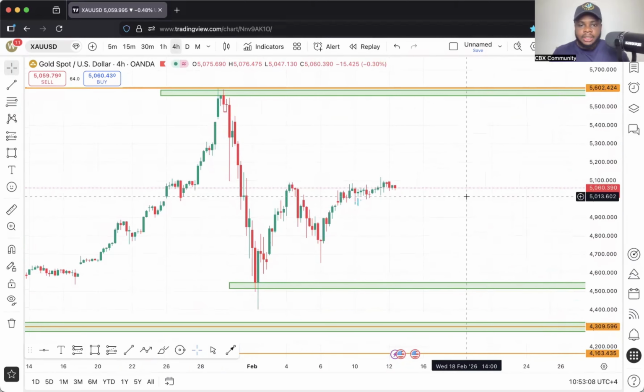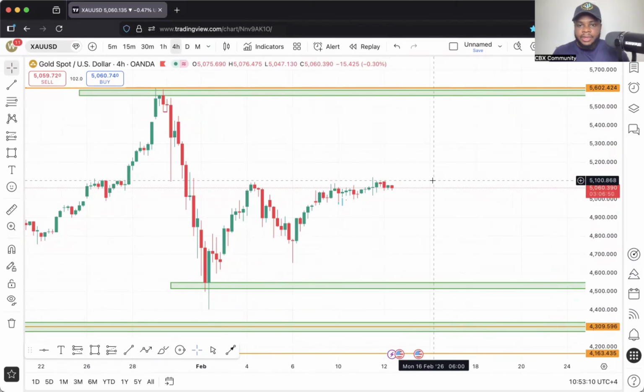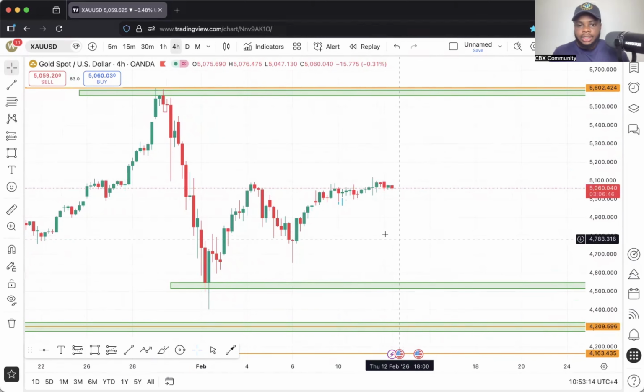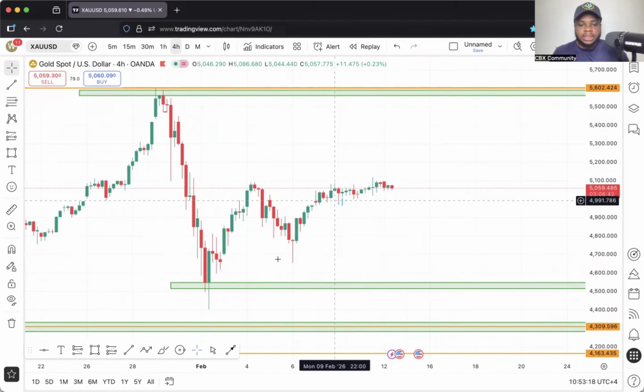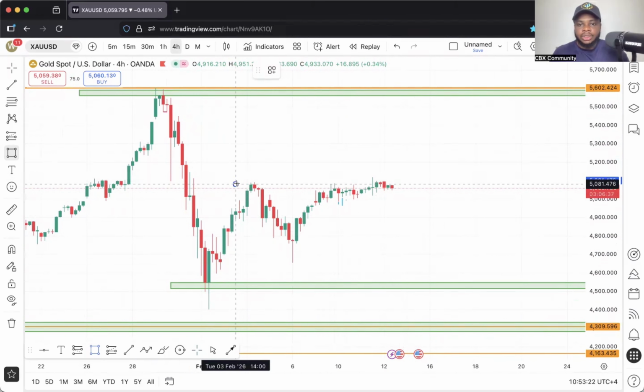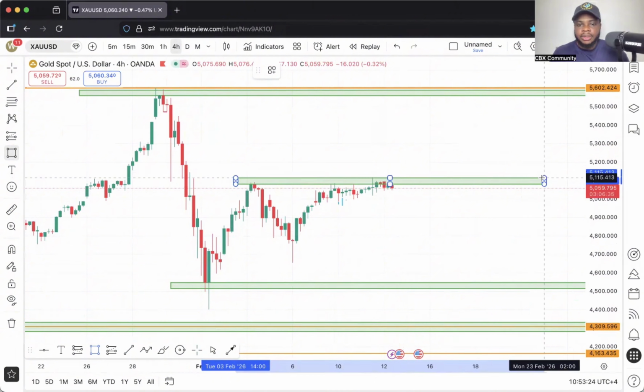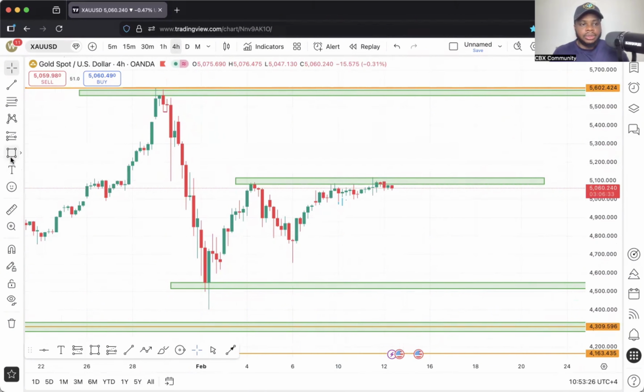So let's see. We have a recent resistance and we have a recent support, but we are not looking at the recent resistance and we are not looking at the recent support. Since the 4 hours market structure, we are in a consolidation zone over here.